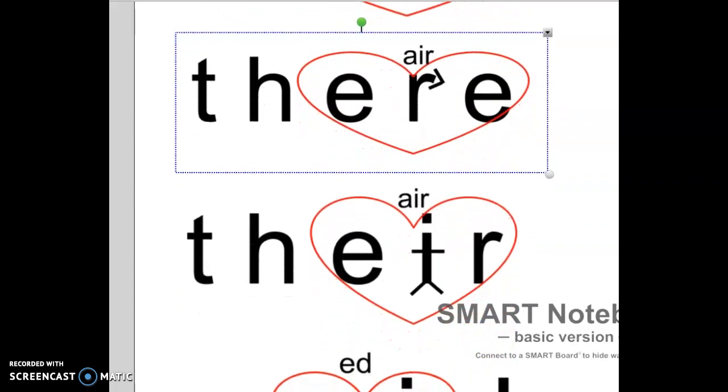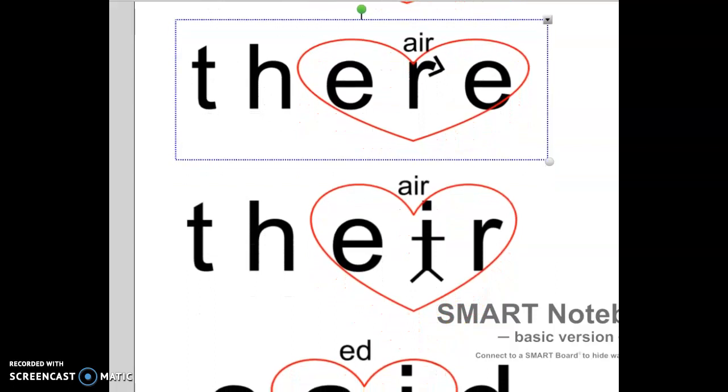Our next words are the there spellings. Now these are called homophones because they sound the same, but they look different and they mean different things. So this there means a place. So that's why there's a little arrow by the R in the middle. It has E-R-E, and it's pointing to remind you that this there is a place. And we're going to heart the E-R-E because it says "air".